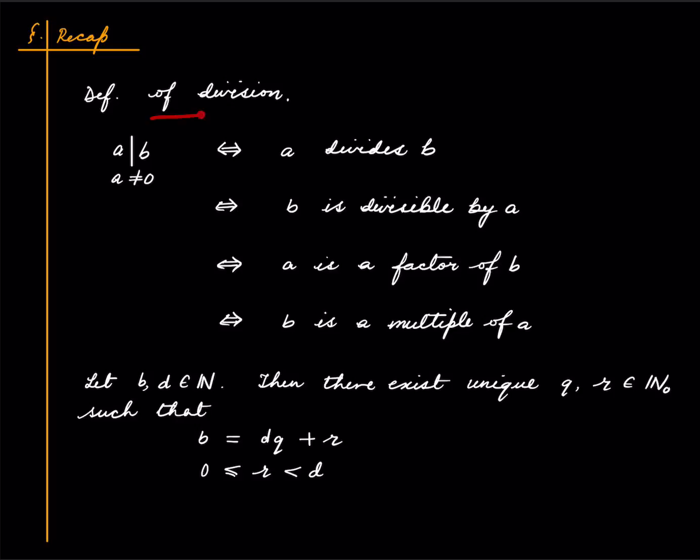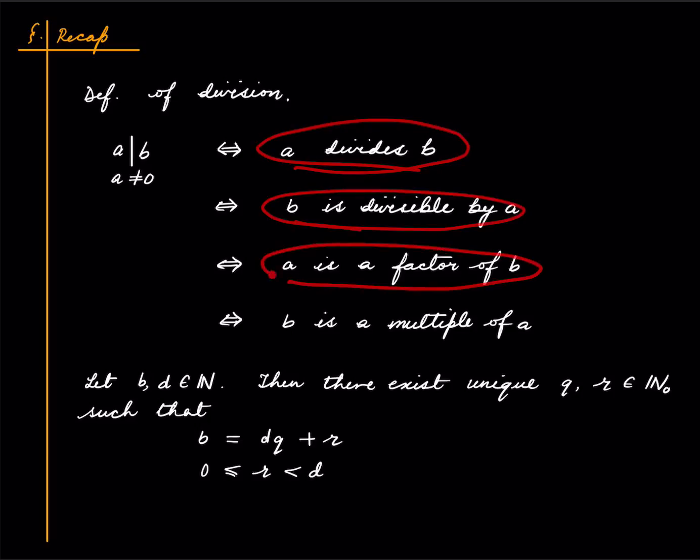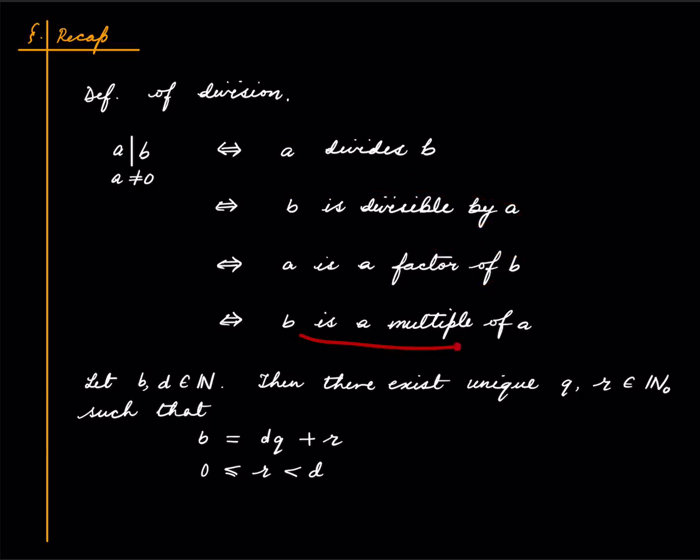So let us recall the definition of division. If we have two integers a and b, then we say that a divides b. This is the notation for a divides b. If first of all a is non-zero and there is some integer q such that b is a times q. So that's the definition of division, and this is how we express it in notation. And then there are these synonyms: a divides b is the same as saying that b is divisible by a, same as saying a is a factor of b, same as saying that b is a multiple of a, and so on.